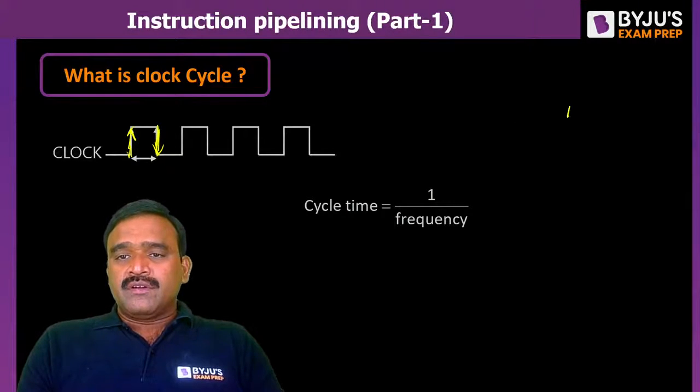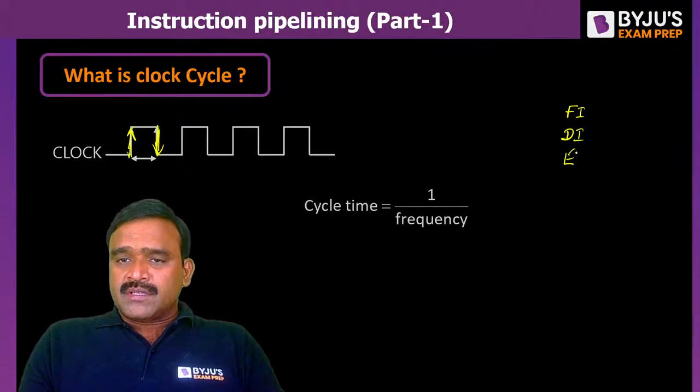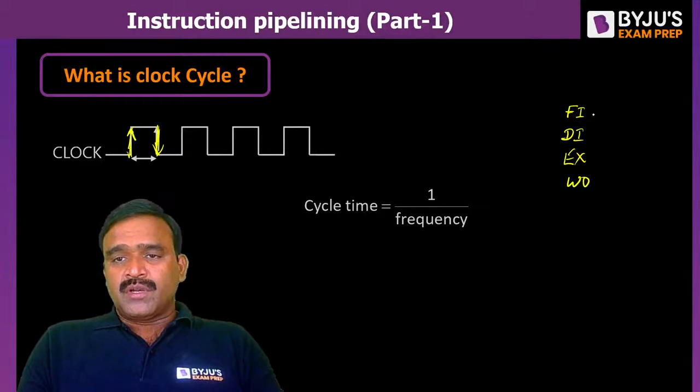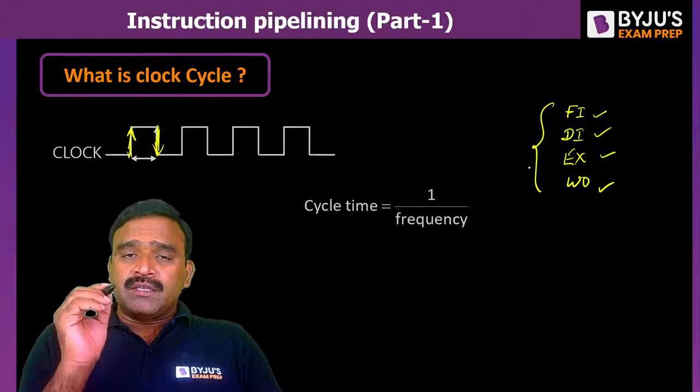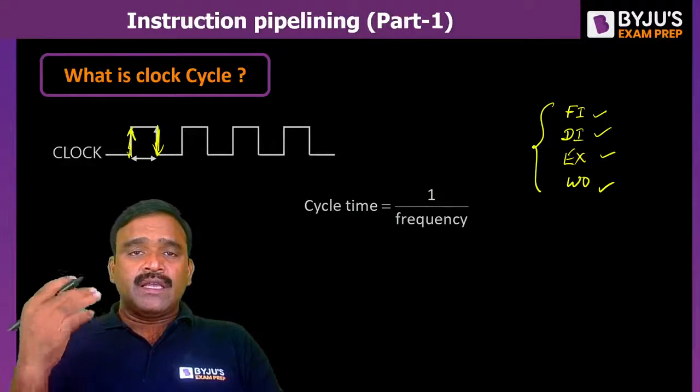So like fetching of instruction, decoding of instruction, and then execution of instruction, and then writing the operand in some register or in memory like this. So there are different stages in the instruction cycle. Each stage is requiring different cycles, right?